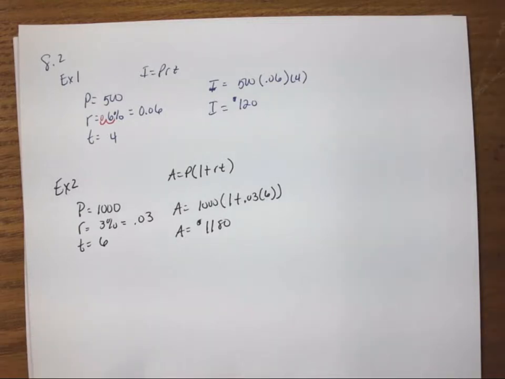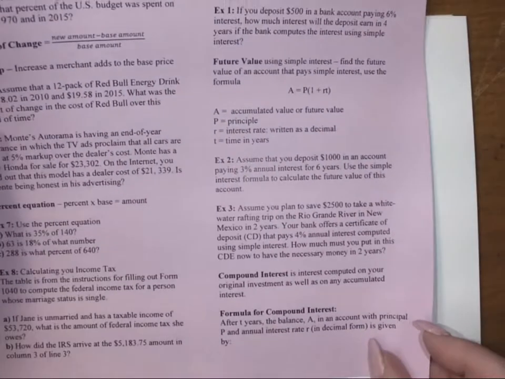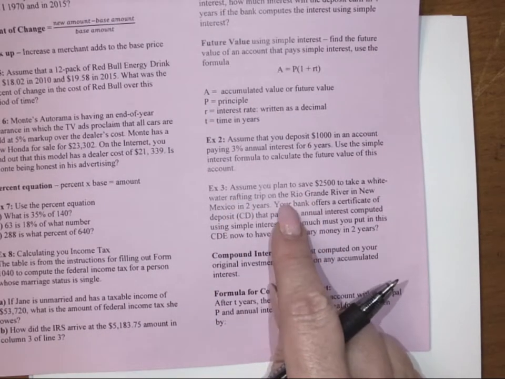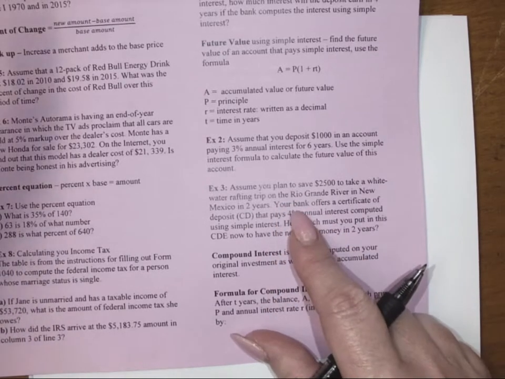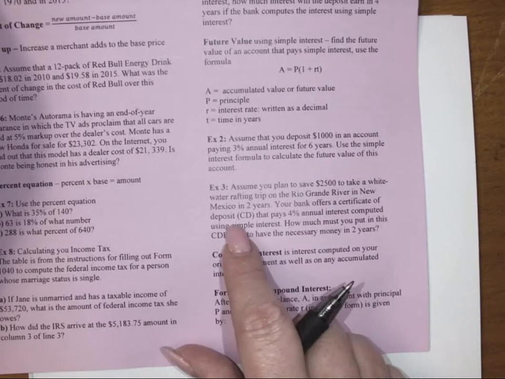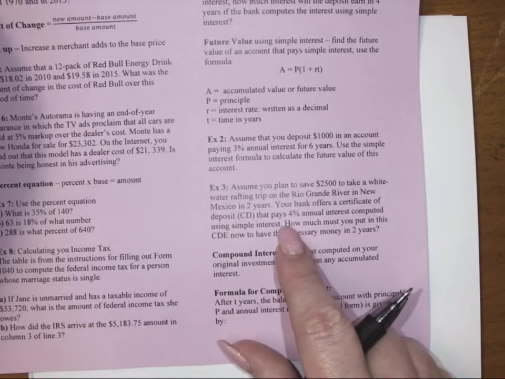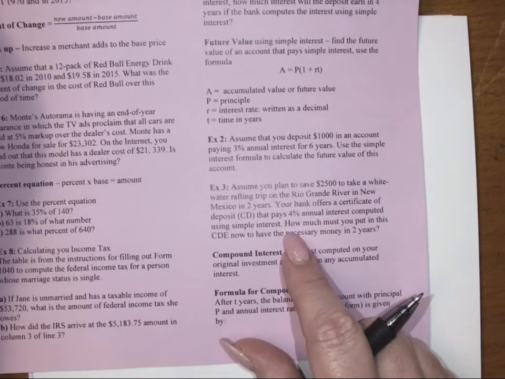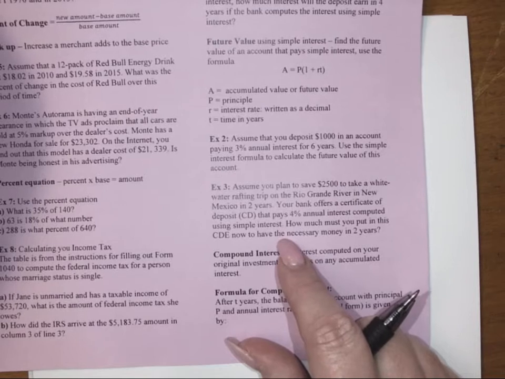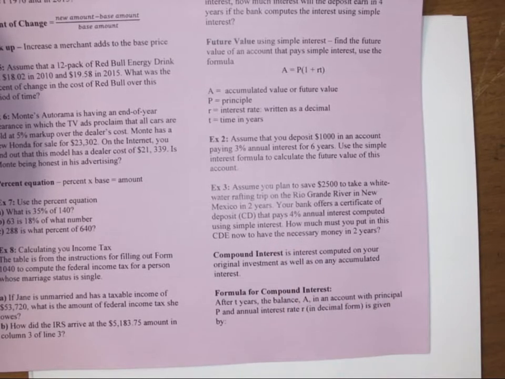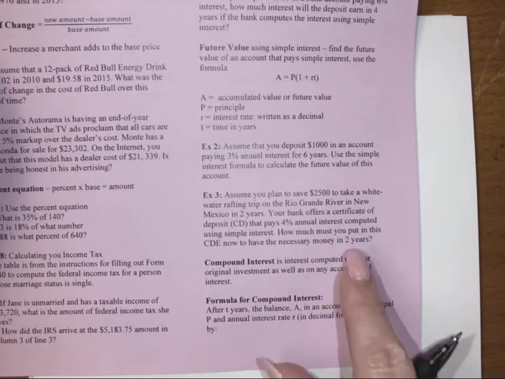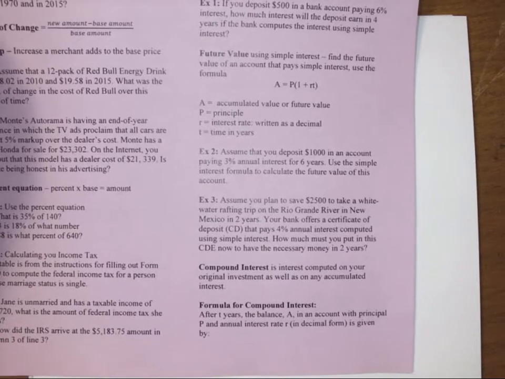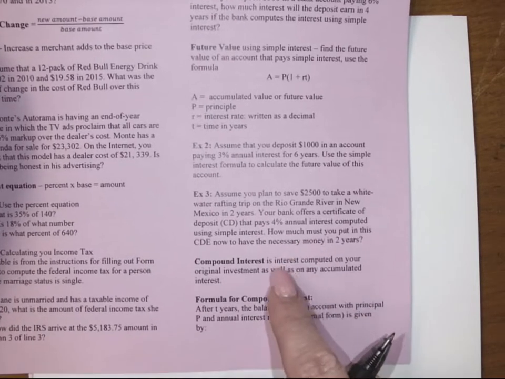All right, example 3, future value, present value we're looking at this time. So assume you plan to save $2,500 to take a white water rafting trip on the Rio Grande River in New Mexico in 2 years. Your bank offers a certificate of deposit, which is what they call a CD, that pays 4% annual interest computed using simple interest. How much must you put in the CD now to have the necessary money in 2 years? So we are looking at how much do we actually have to put in now. So we're looking at what is our principal that we're going to put in. That's what we're trying to find.